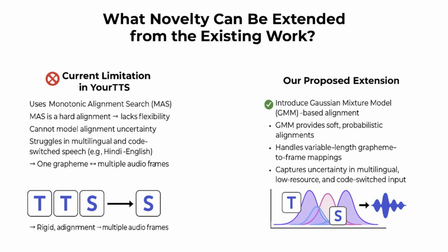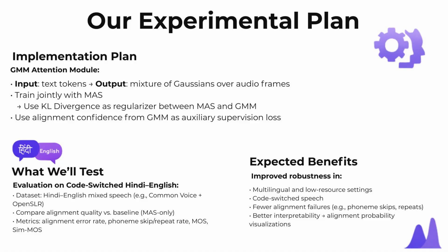This helps us because it has minimal compute overhead and fewer timing errors. Compared to other methods, it does not require many architectural changes. We just need to add it after the text encoder. So we are adding flexibility and uncertainty modeling without giving up our monotonic alignment, which is giving us stability. Okay, so here is what we are trying to implement.